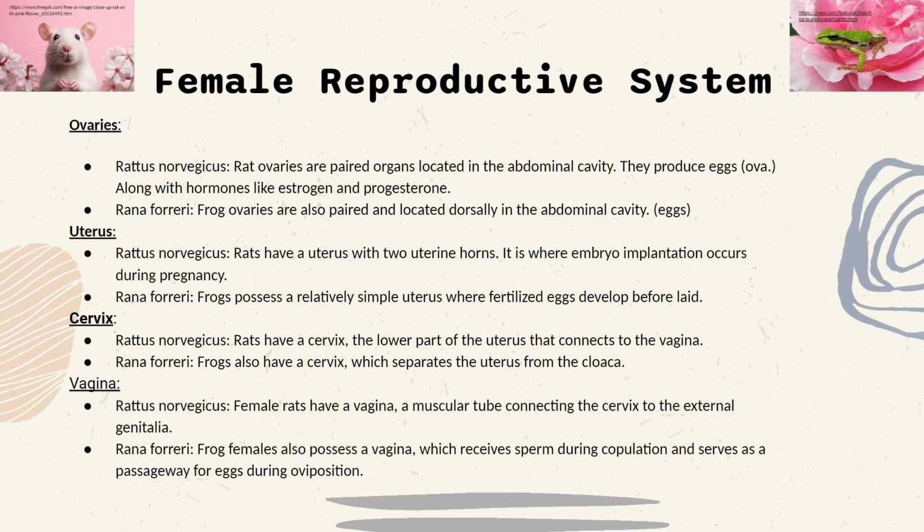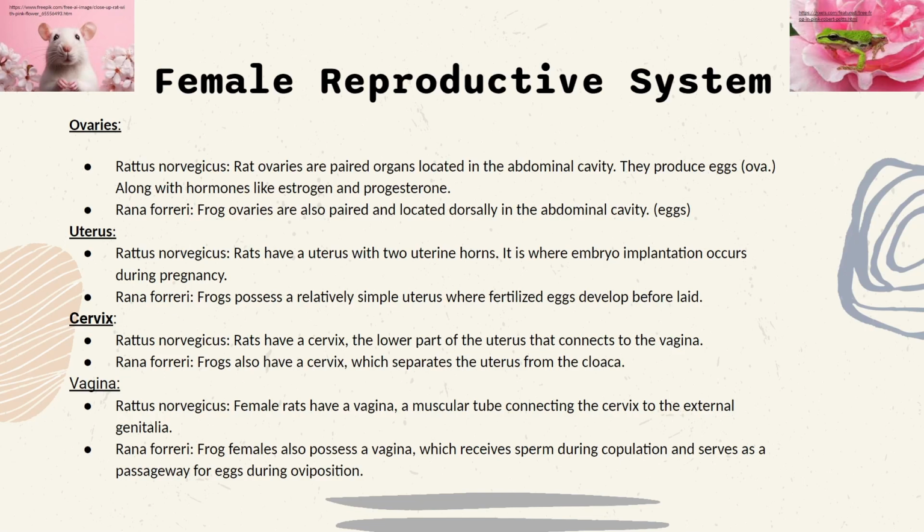For their uterus, Rattus norvegicus has two uterine horns. It is where embryo implantation occurs during pregnancy. Frogs possess a relatively simple uterus where fertilized eggs develop before they are laid.